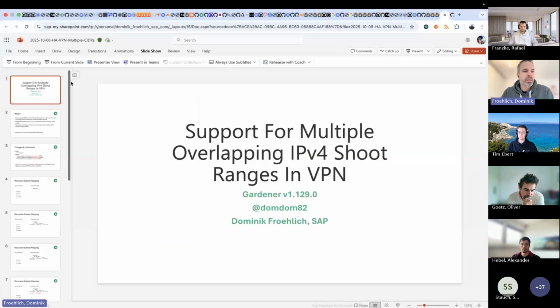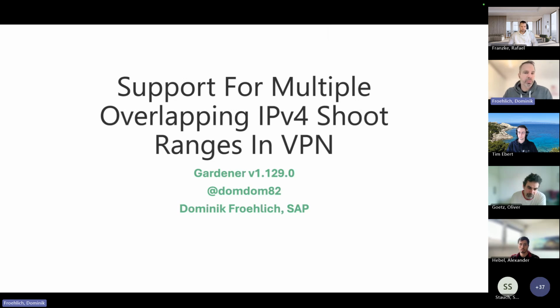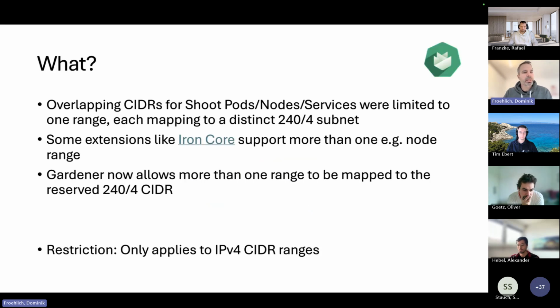Okay, I brought a couple of slides just to give you an overview. Multiple overlapping IPv4 shoot ranges. It's basically a small tweak to the feature of the overlapping CIDR ranges that we brought in recently. The main reason we had this is that technically all of your ranges and your shoots are arrays, so they could have more than one entry, even though most of them have just one entry. But there are extensions like, for example, Iron Core that actually support more than one range. In this case, more than one node range.